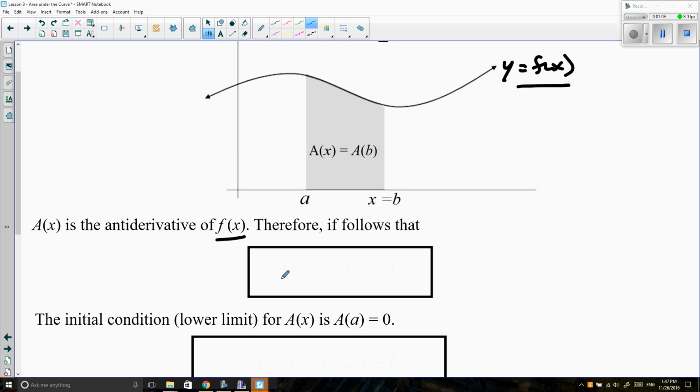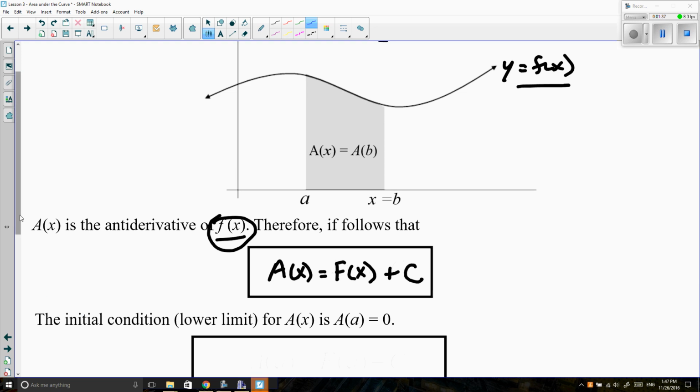In that case, I can actually use a different notation. So A of x, which is the area, is equal to the antiderivative of f of x. To show the antiderivative of small f of x, I use a big F. I know it's a little confusing, but don't worry, we'll clean this up a little bit later on. Therefore, the area is equal to the antiderivative of the original graph plus the constant c.